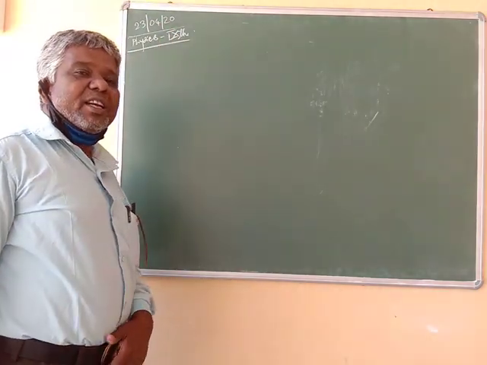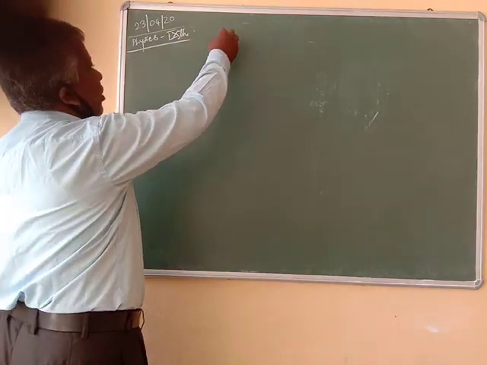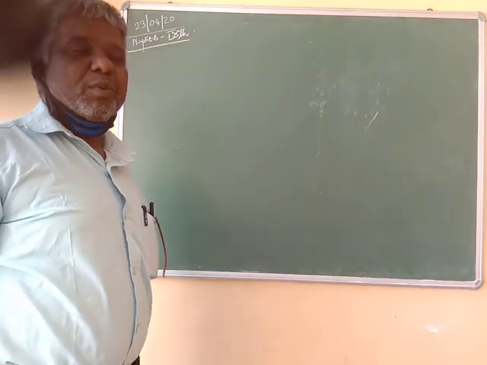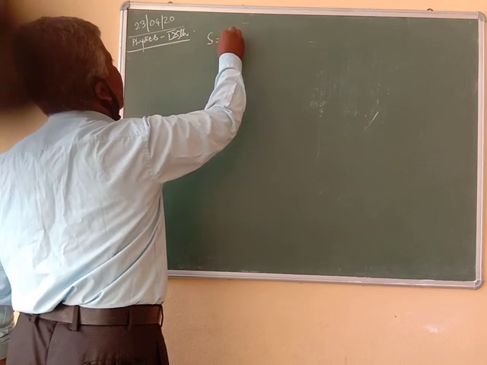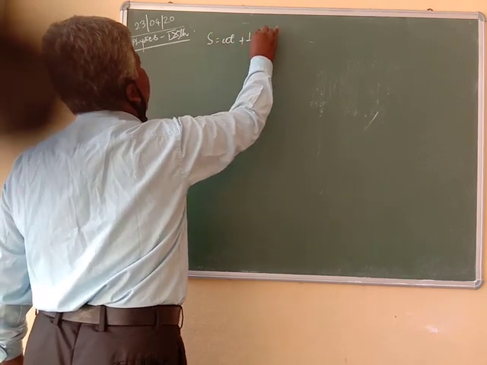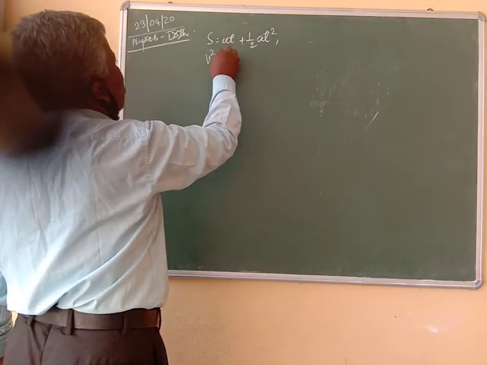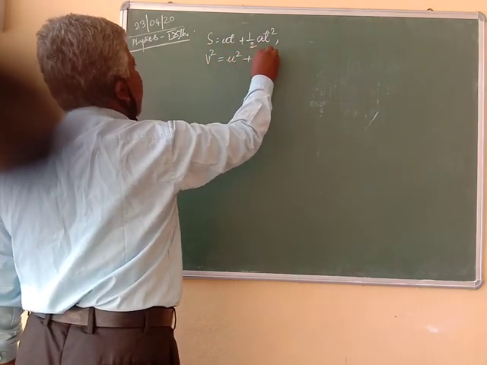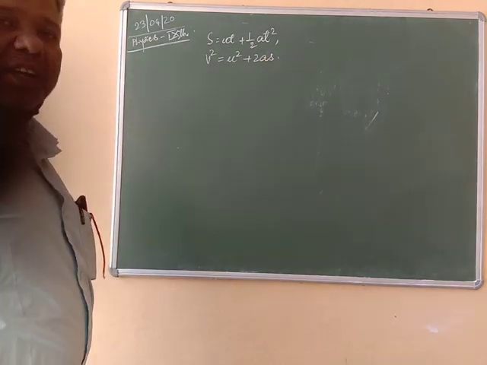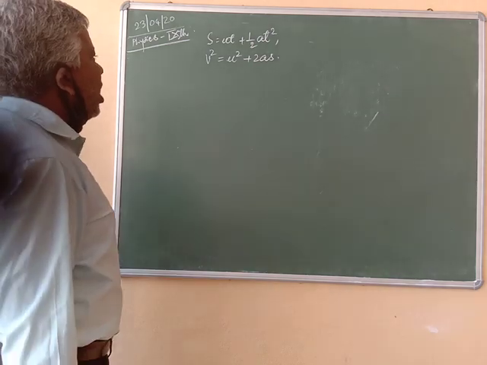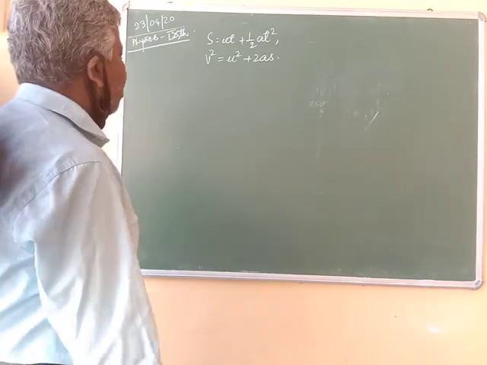Yesterday, as I remember, I have already taught you the equations s = ut + half at square and v square is equal to u square plus twice as. This has been proved by graphical representation. Now I would like to prove it by mathematical conclusion.